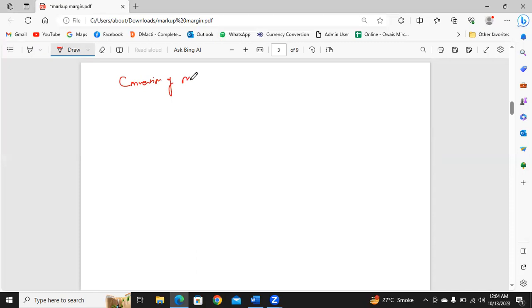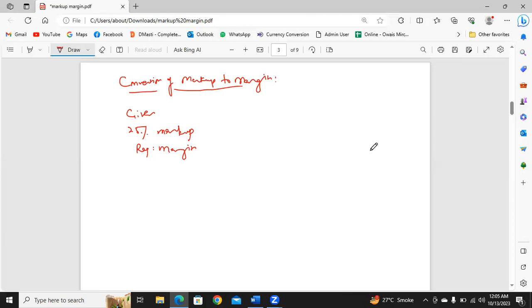Now next one: conversion of markup to margin. Now see, for example, if in a question they have given us that 25% markup, and they are asking what will be the margin. How do we convert the markup into margin?